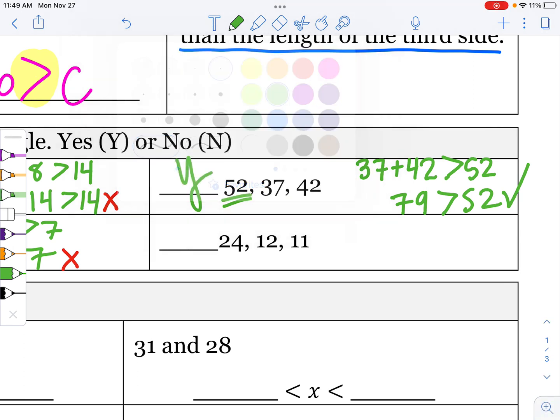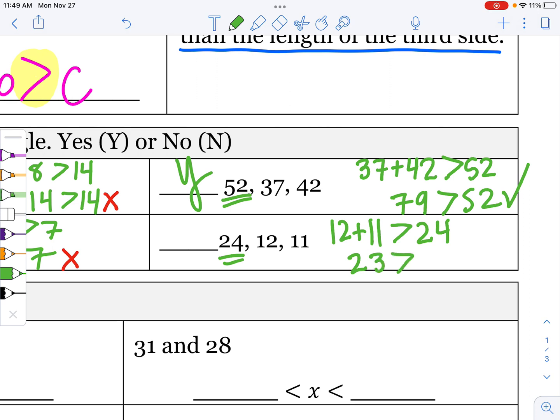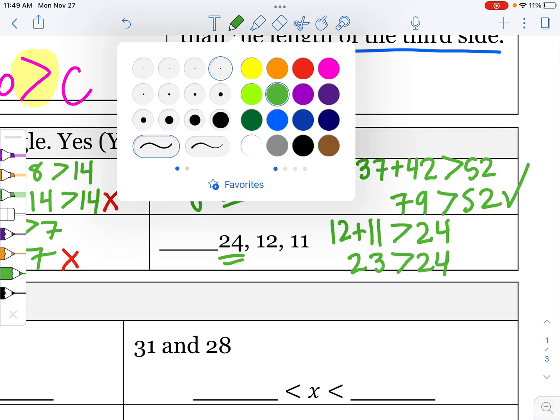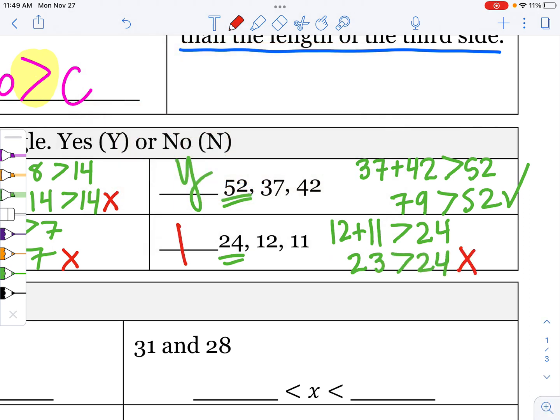Okay. And then last but not least, we've got 24 as my largest piece. So do 12 and 11, those side lengths, cover the spread or not? Let's see. That's 23, which is not greater than 24. That's a false statement, and so we would put no. So we had 1 yes and 1 no.